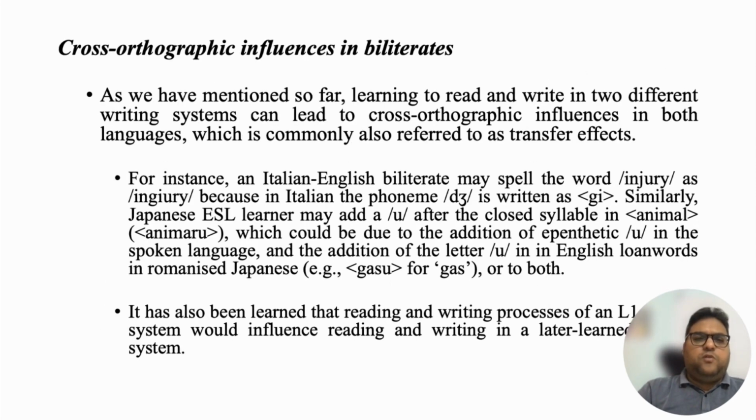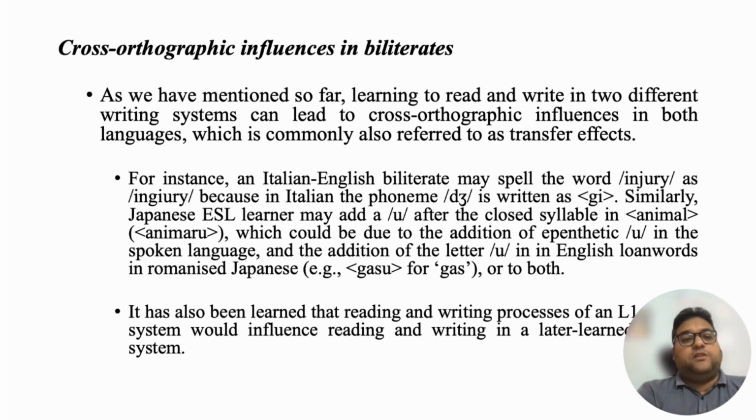Now, let's talk about cross orthographic influences in biliterates. How do the two writing systems impact each other? Again, it all depends upon the similarity between the two writing systems. For instance, an Italian English biliterate may spell the word injury as "ginjury" in Italian style, because in Italian this j phoneme is written as gi, which is very different from English, where it is just denoted as the j sound.